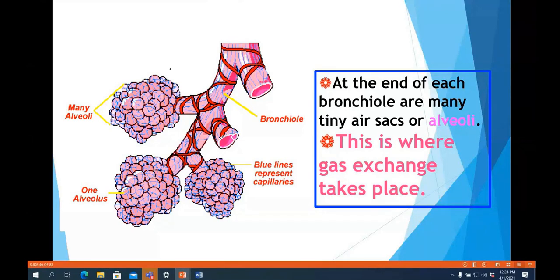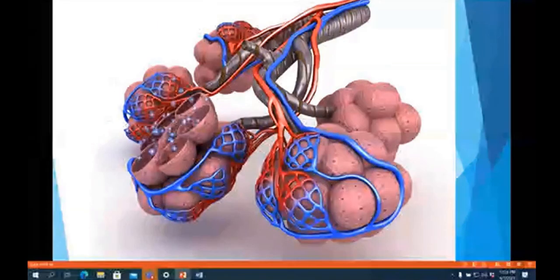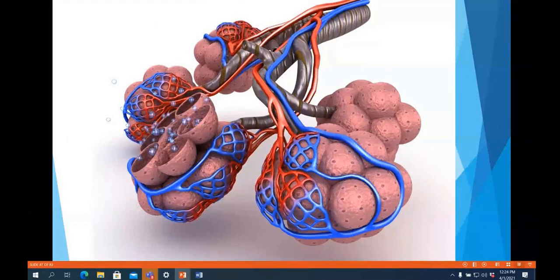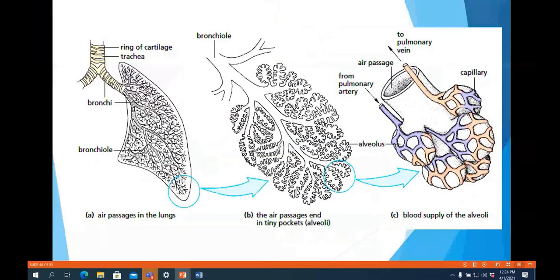As you can see in this picture, this is the place where the gas exchange takes place. So this is a microscopic picture of how the alveoli look like and how the blood capillaries leave carbon dioxide and pick up oxygen from the alveoli. Can someone explain this picture over here, ladies, as to what's happening over here?